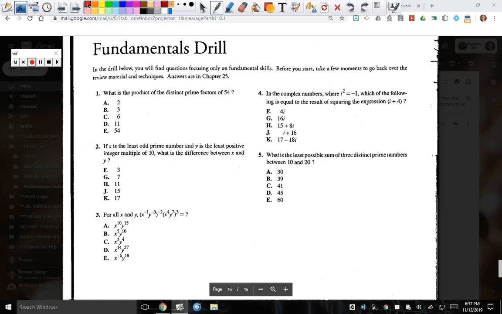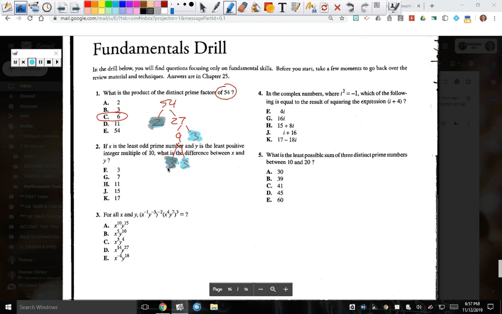What is the product of the distinct prime factors of 54? The distinct prime factors of 54, we need to break this up. I'm going to divide it first by what? 2, 27. 9 and 3. And then 3 and 3. What is my answer going to be? C, 6. Because it's not the multiplication of all of these. It's the ones that are different. 6.